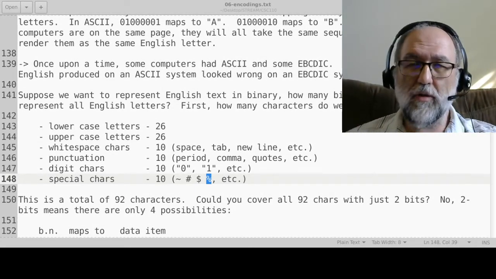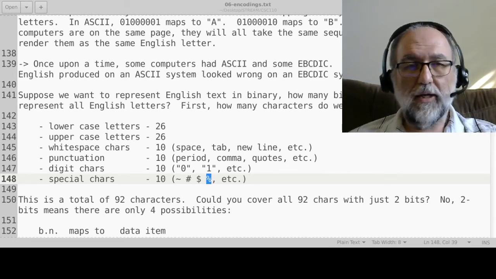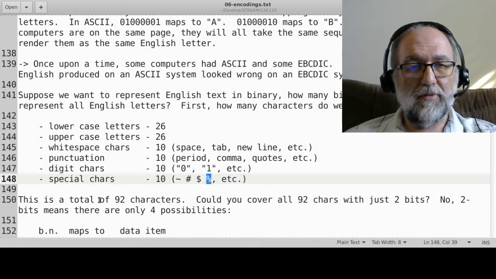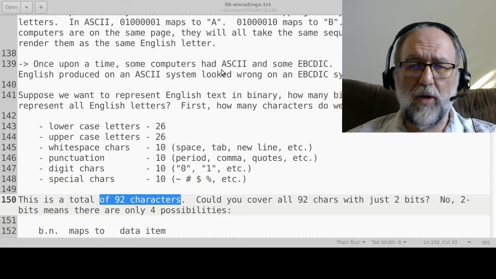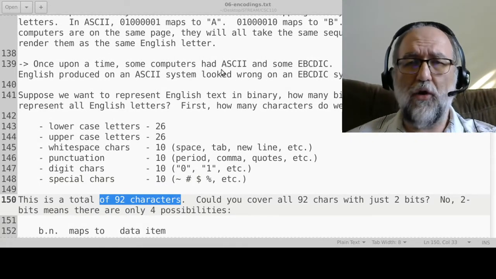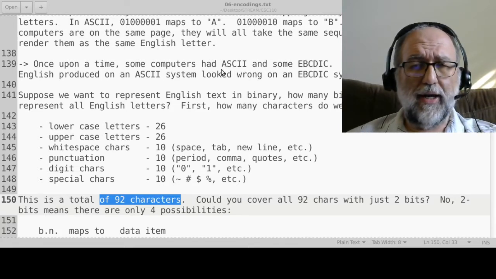And so, there's a bunch of different data items that we want to represent. If you add these all up, that adds up to 92 characters, okay. And so I said, look, we need an encoding that can cover 92 characters, all right. And so we're making that dictionary that I mentioned.